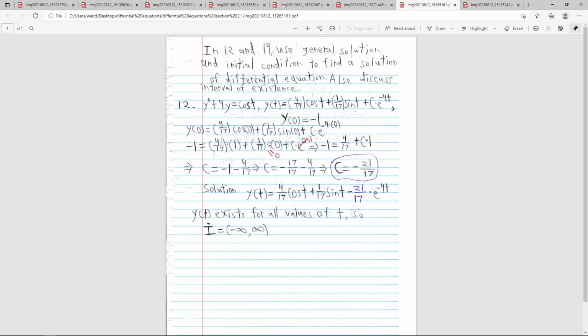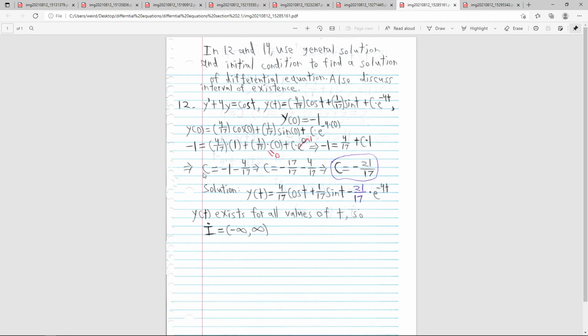Whenever you have that, it's common in differential equations to take t equals 0, because it cancels out the exponentials and makes a cleaner solution. And then, y of 0 is equal to negative 1, as we know. So negative 1 is given for y of 0. It's equal to 4/17 plus 1/17 times 0, so that's 0. 4/17 times 1 is 4/17. So basically we get negative 1 equals 4/17 plus c.